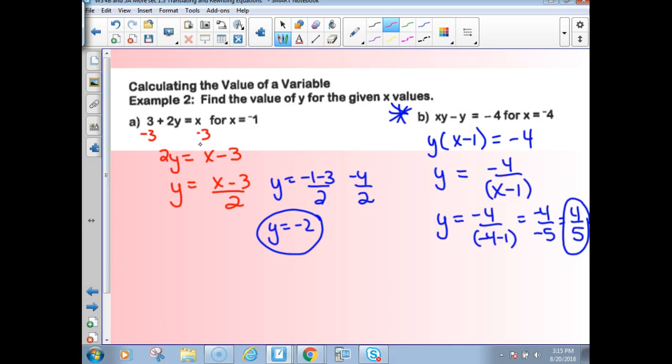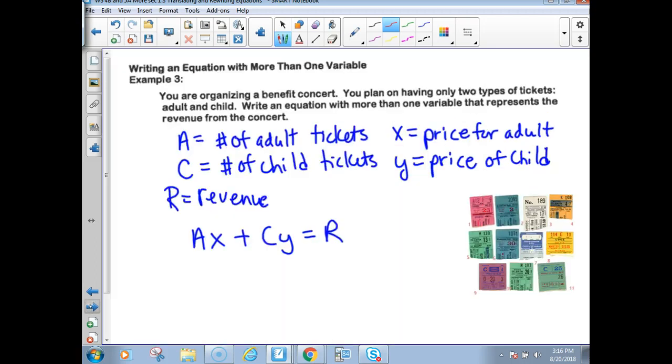Okay, I subtracted 3 from both sides and divided by 2, and then I popped in -1 for x. I got -4 over 2, which was -2. Is that what you needed? Okay.